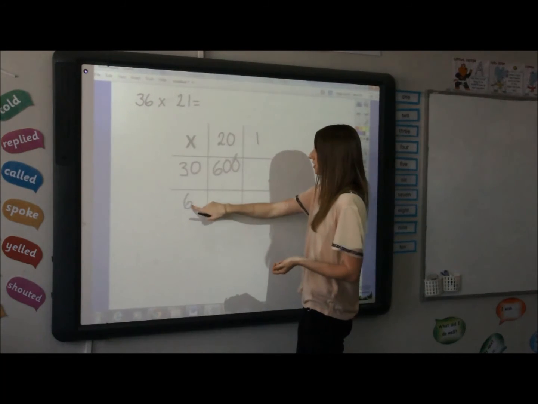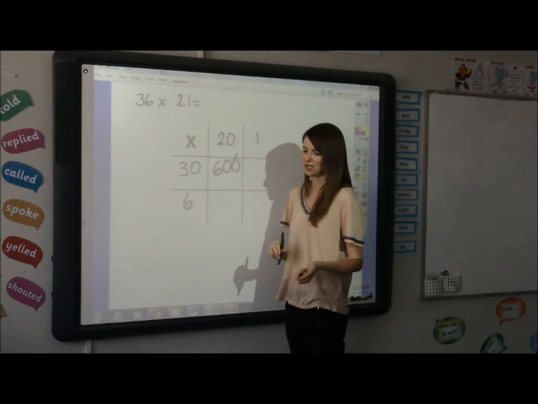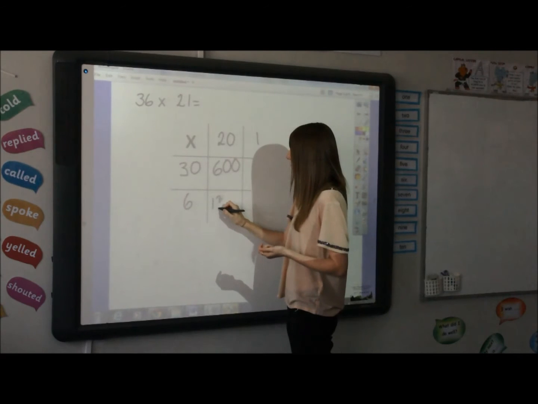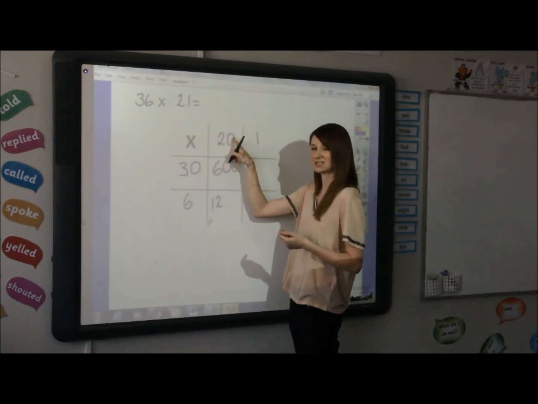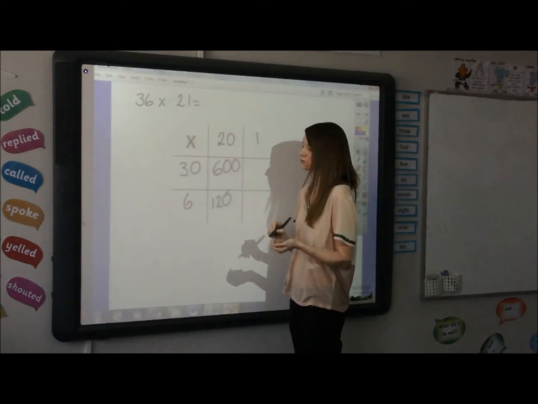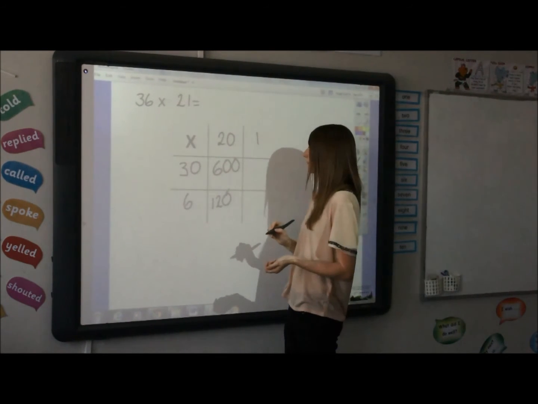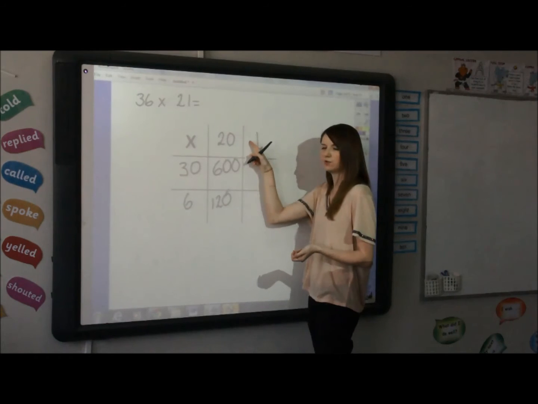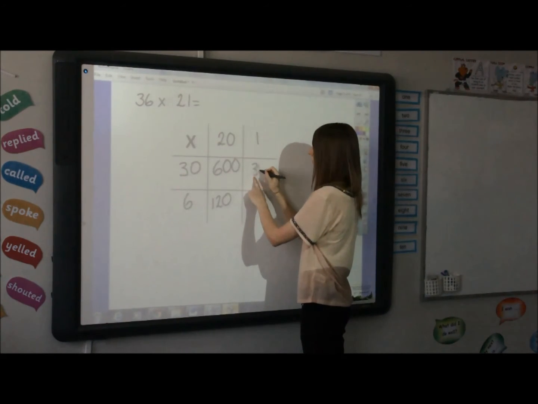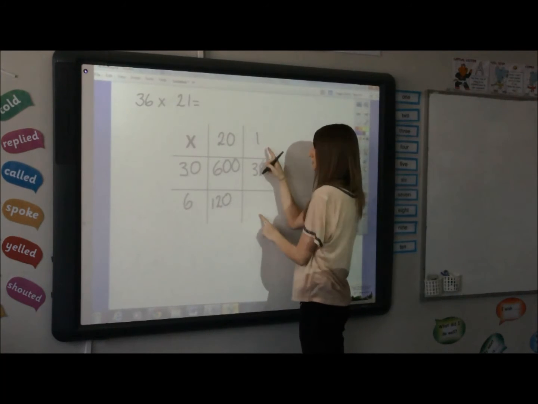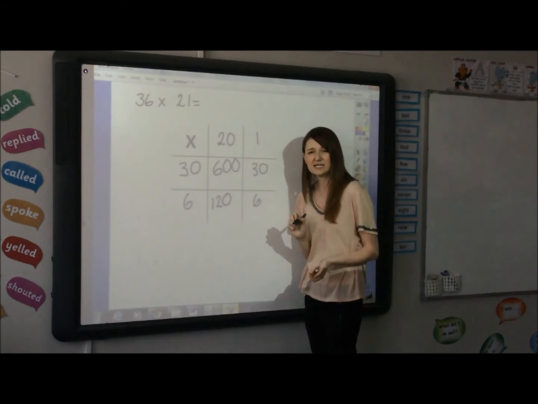Next I will move on. So I have 6 times 20. So again, if I know that 6 times 2 is 12, there are no zeros there, but there's a 0 up here, so I would add a 0 to make 120. If I then move along to the units column for this number here, so I've got 30 times 1 is 30, nice and easy, and 6 times 1 is 6.